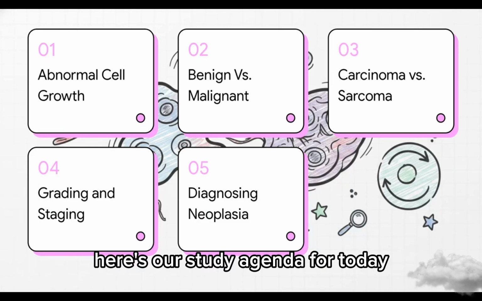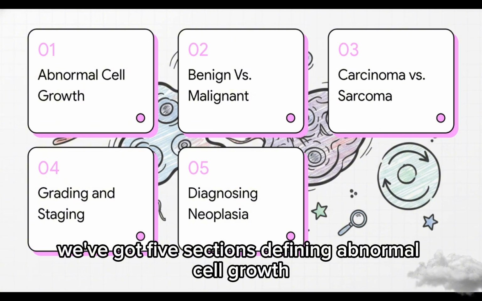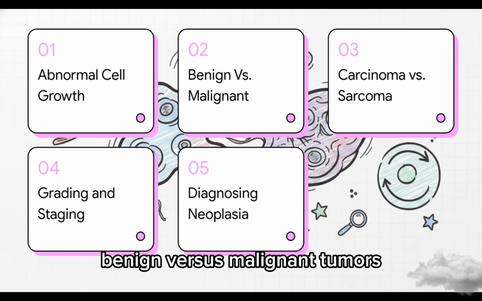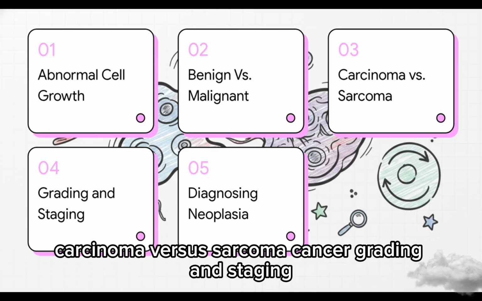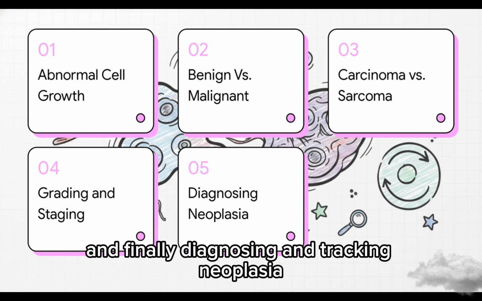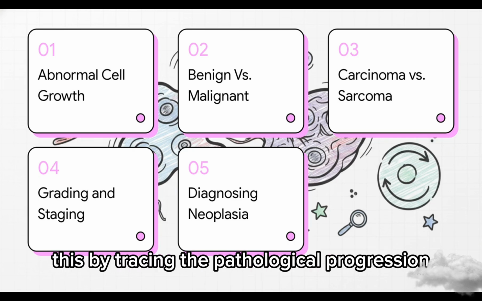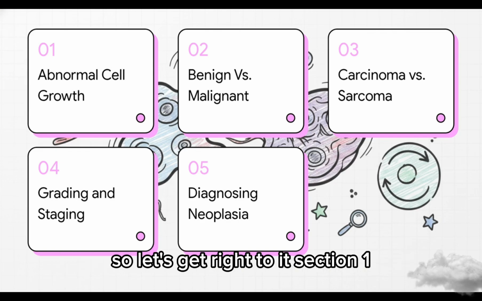Here's our study agenda for today. We've got 5 sections: defining abnormal cell growth, benign versus malignant tumors, carcinoma versus sarcoma, cancer grading and staging, and finally, diagnosing and tracking neoplasia. We're structuring this by tracing the pathological progression, so let's get right to it.